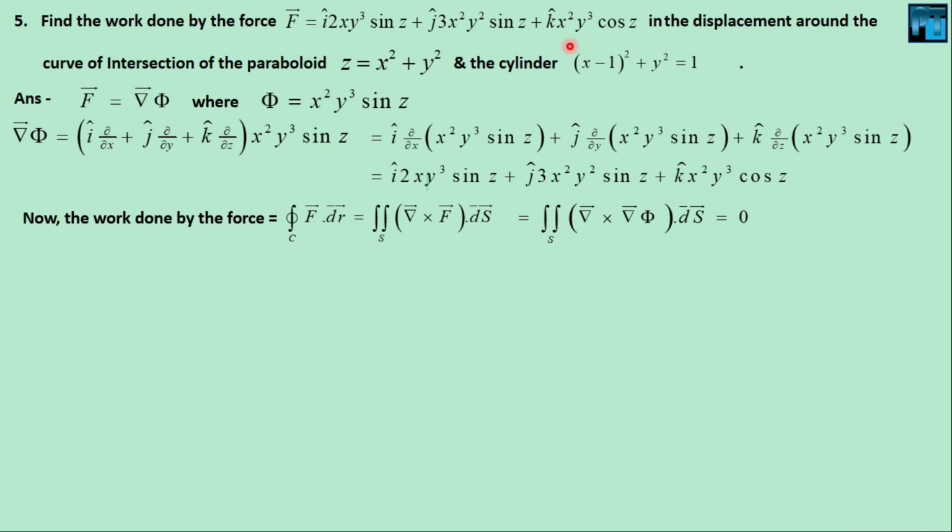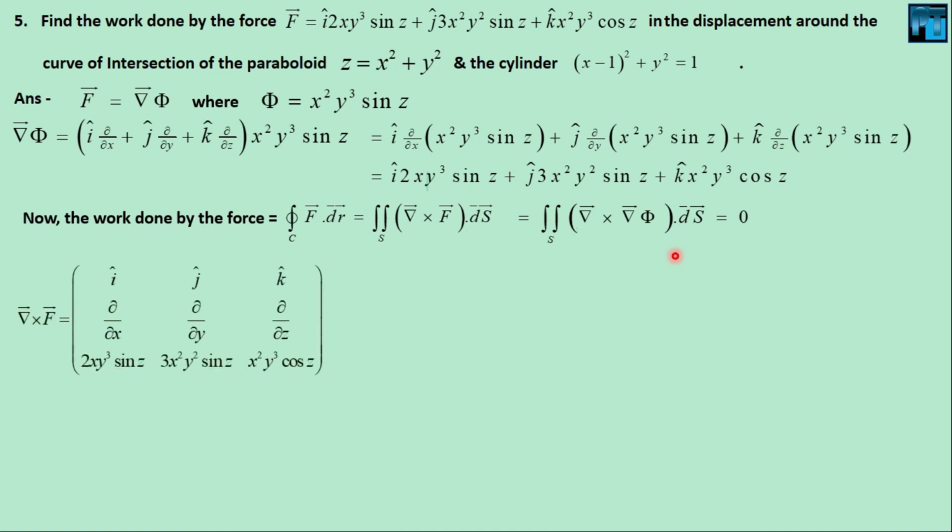In the cases where F can be written in the form of del phi, you know that you apply Stokes' theorem, convert the line integral to a surface integral, then del cross del phi will be 0. Why? Because when F can be written as grad phi, only and only then F is a conservative vector. You already know that F is a conservative vector. So the integration will be 0, but you have to do the maths also and in the proper way. So this is the proper way.